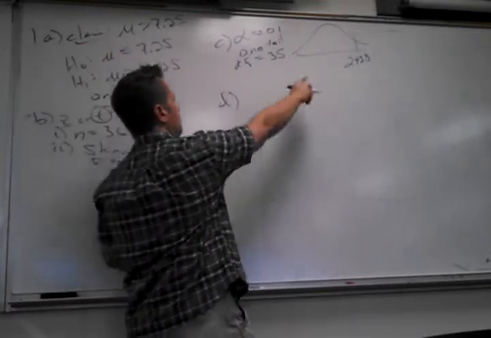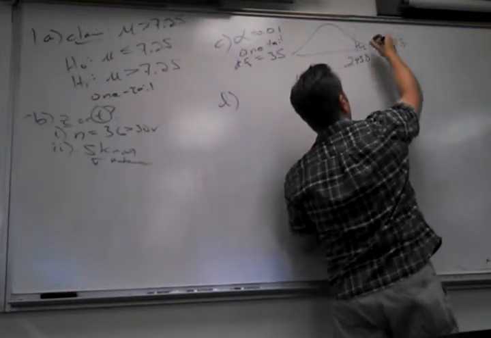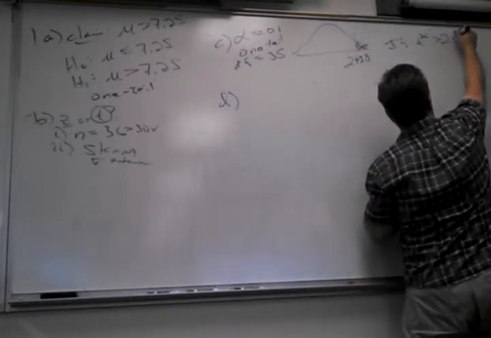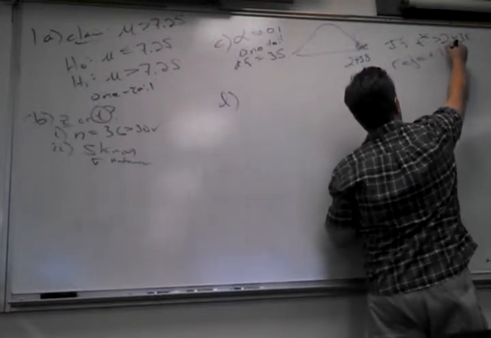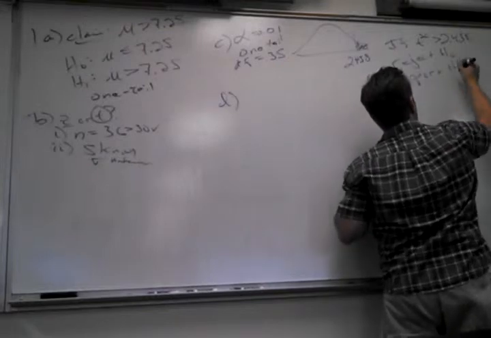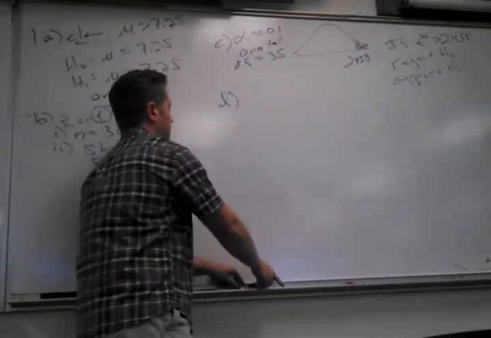So now part D. How do I say this in words? If T star is bigger than that, reject the H0, support the H1. All right.